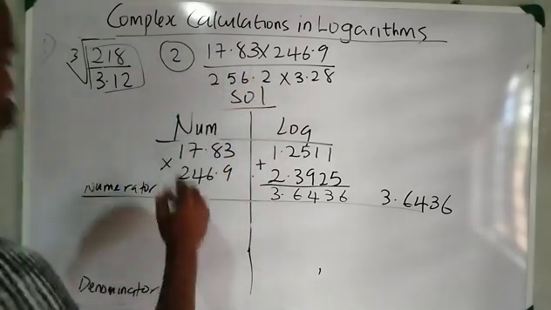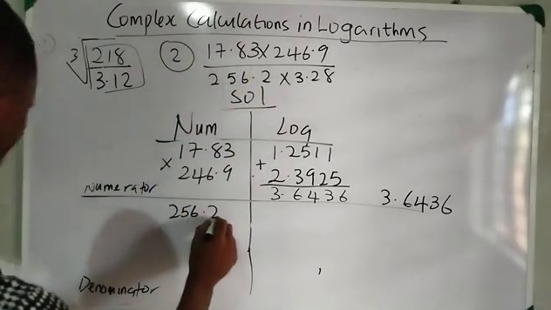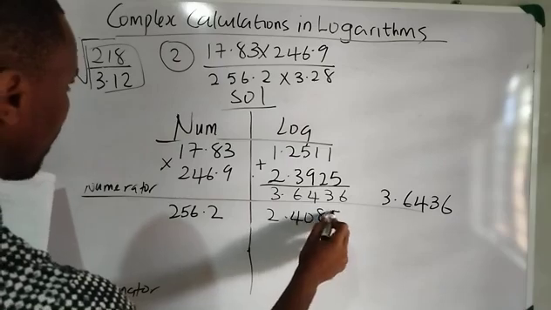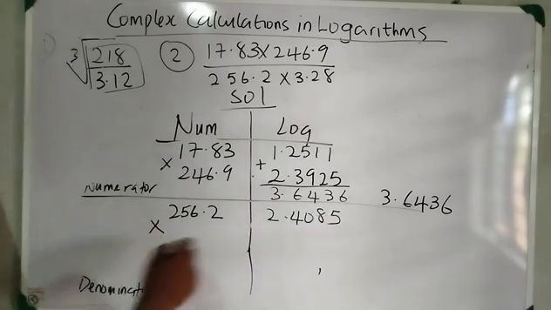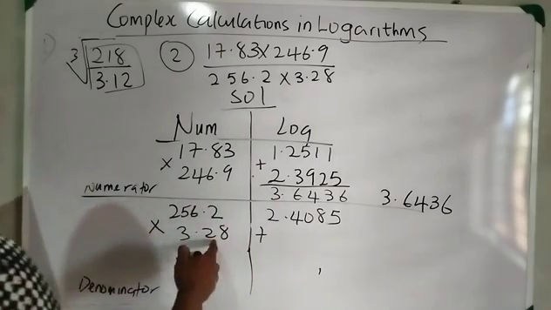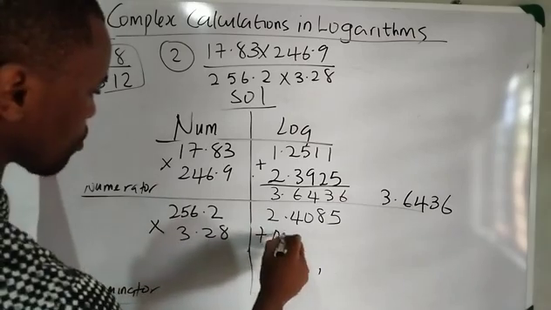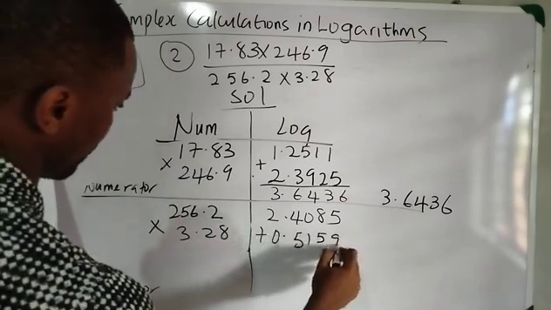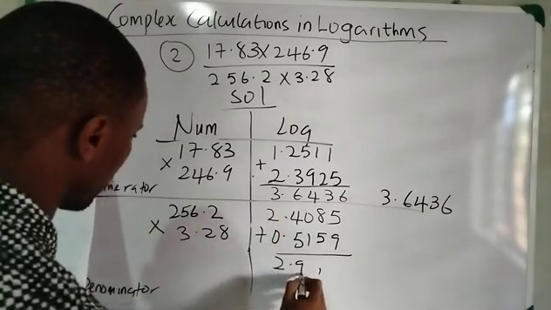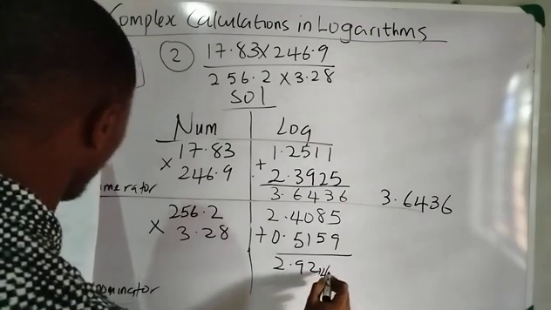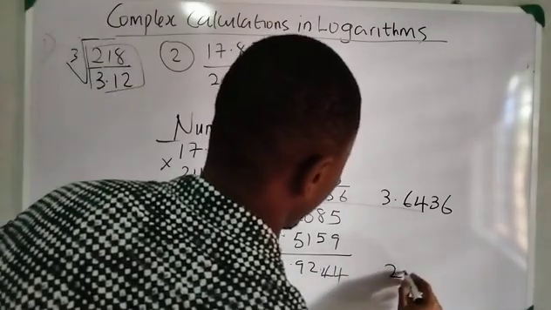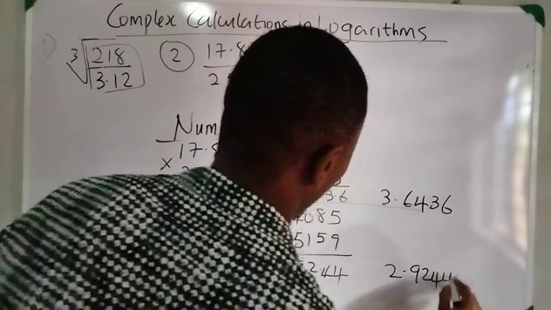For my denominator, I have 256.2. If I convert that, that is 2.4085 times, which will be plus 3.28. When I find the logarithm of 3.28, I'm going to add 0.5159. So when I add this plus this, I'm going to have 2.9244. So this is my final answer for the denominator as well. Let me write it here, 2.9244.